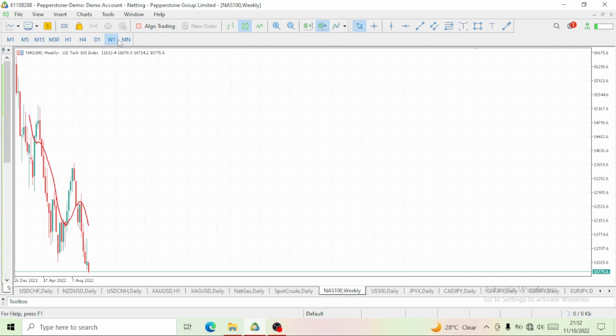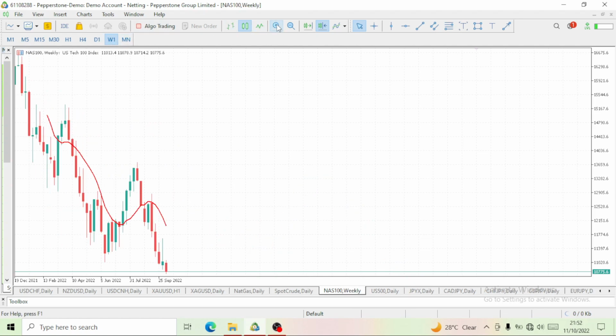So this NASDAQ 100, I want it to be a quick analysis. By the way, I think the price cannot show fully. I just don't know why it's doing like that. Maybe it will reset itself.